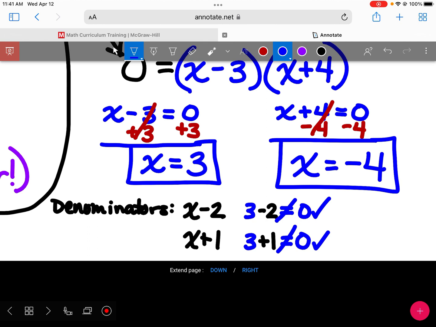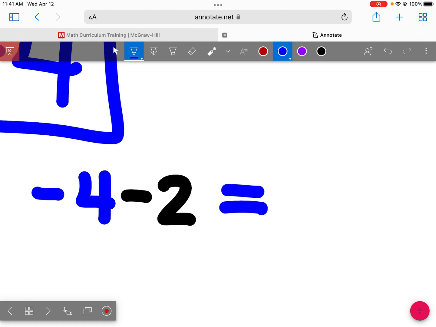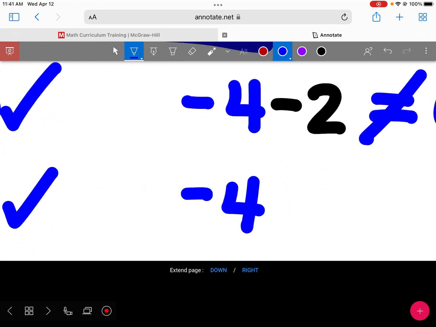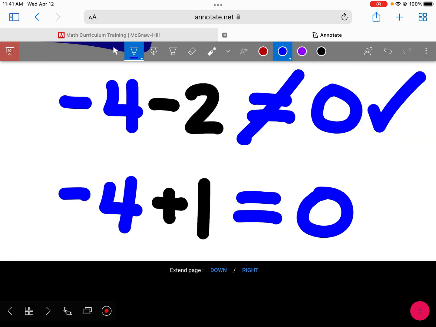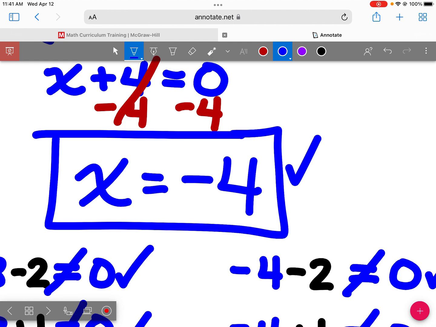Is that the only answer I found? We got to go and check -4. Okay, so I'm going to do the exact same thing. I'm going to put -4 in the place of the x, and then -2. Is that equal to 0? Nope. Good. We got to check the other one. -4 plus 1. Is that equal to 0? Nope. So both of my answers are valid.